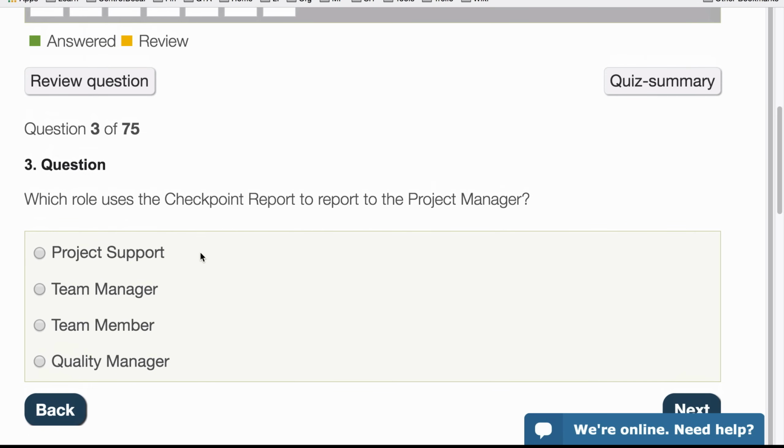Question 3. Which role uses the checkpoint report to report to the project manager? Of course, who fills in the checkpoint report? That would be the team manager. So that's there. The project support person doesn't really fill in reports, and you can see the project manager is not listed here, and that's the highlight report anyway that they fill in. So this is it. There's no role as team member in PRINCE2 that's described. So click on Next.